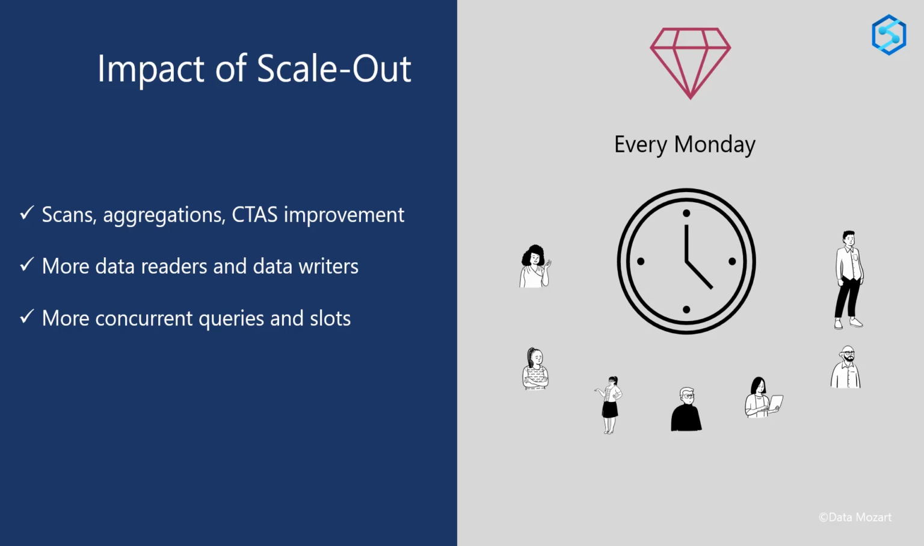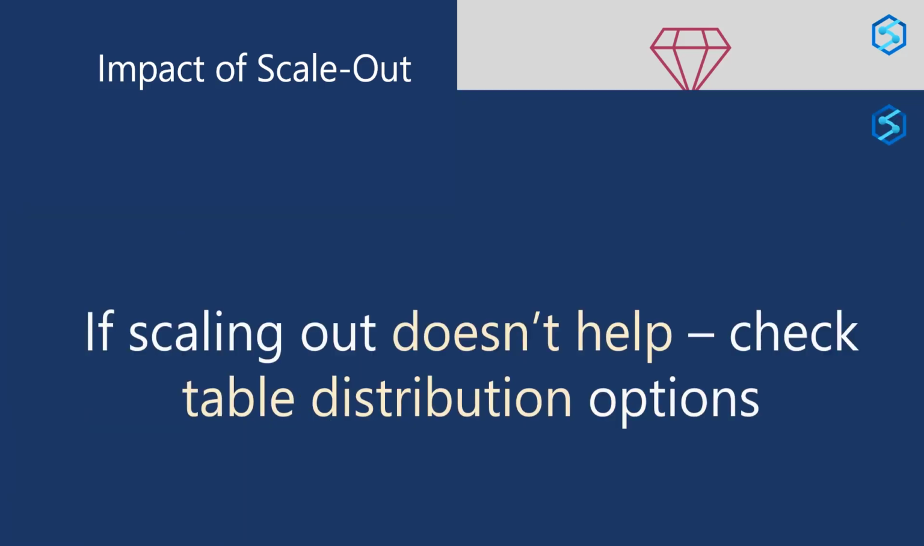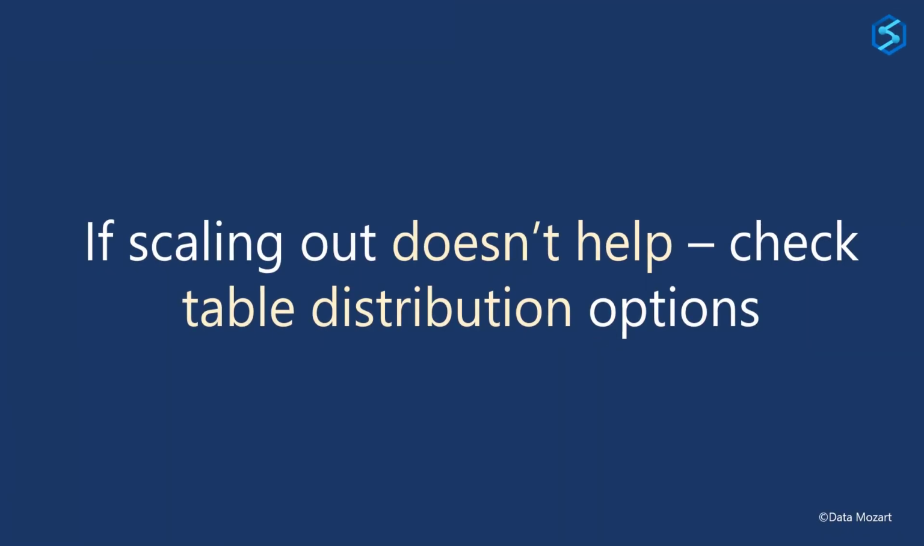Also, if you're performing a heavy data loading workload or some complex transformation, scaling out the capacity will help you to complete these operations faster and have your data available sooner. However, don't think that moving this data warehouse unit slider all the way to the right will automatically resolve all your performance issues. In case you notice that there is no performance improvement or no significant improvement, your problem probably lies somewhere else, and maybe you should consider checking table distribution options.